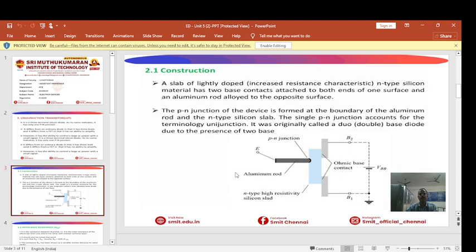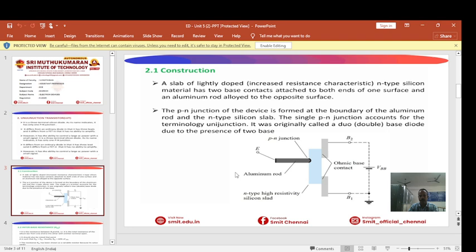Next, we are going to see the construction of UJT. So UJT consists of a lightly doped N-type silicon bar, with two ohmic contacts at the ends called base 1 and base 2, B1 and B2, and a heavily doped P-type emitter that is diffused in the N-type bar. The emitter is positioned much closer to B2 than to B1. So the internal structure you see from the diagram is B2, N-type bar, then P-type emitter, then B1.